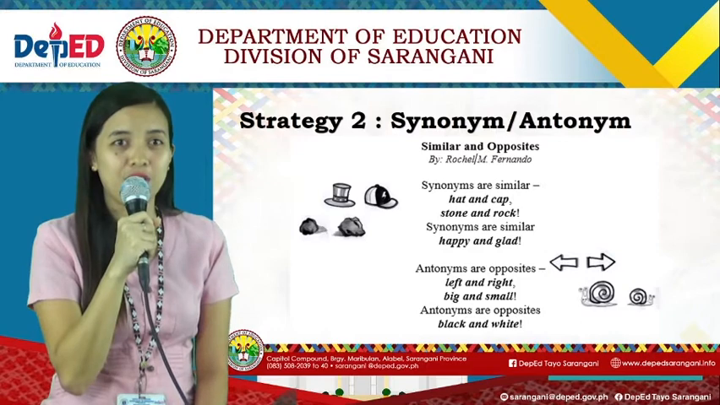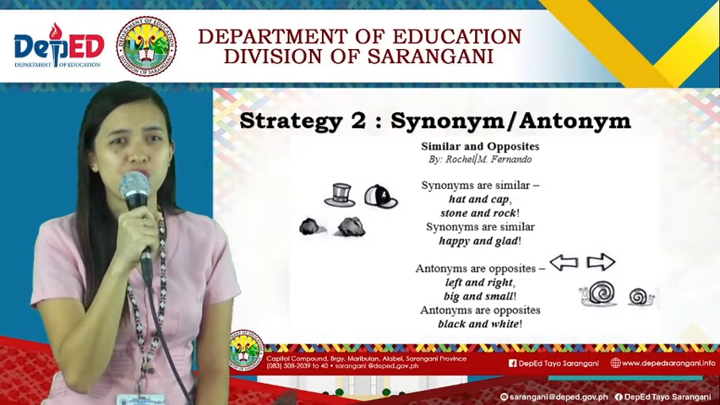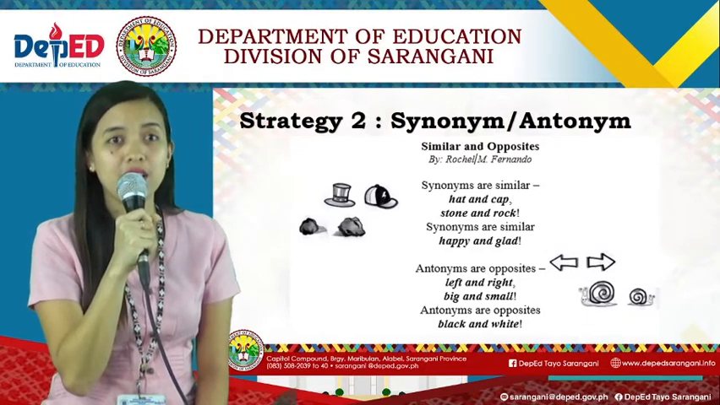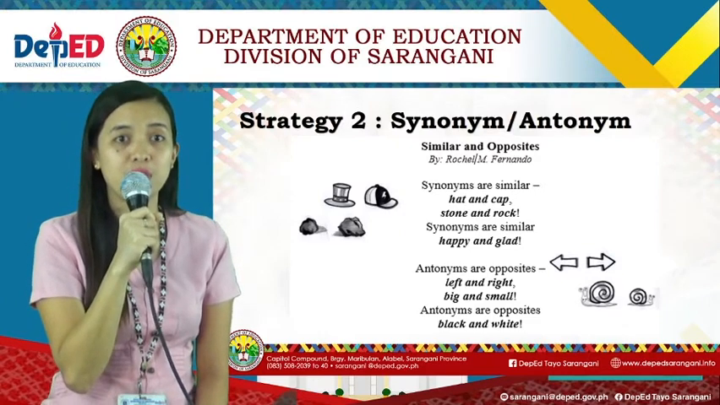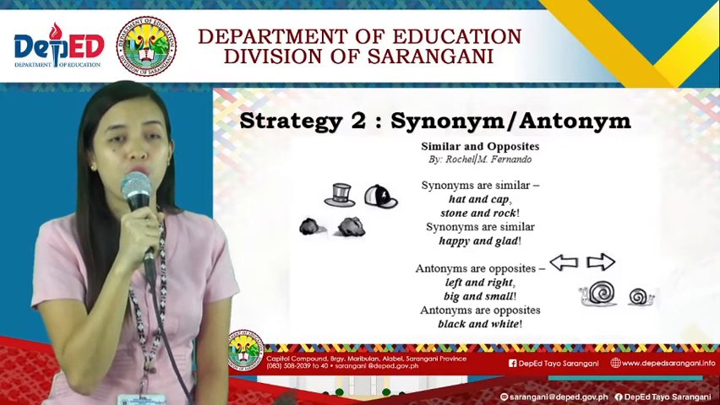Let's begin. Synonyms are similar, hat and cup, stone and rock. Synonyms are similar, happy and glad. Antonyms are opposites, left and right, big and small. Antonyms are opposites, black and white.